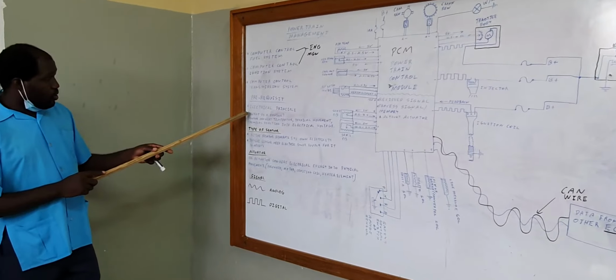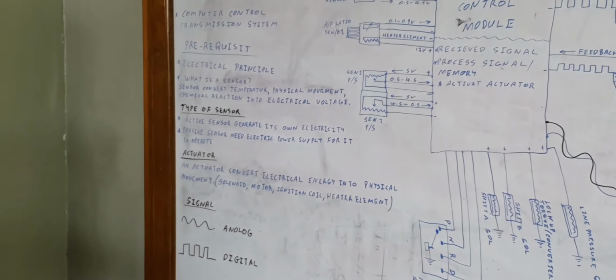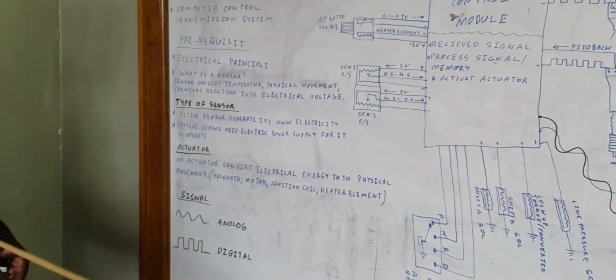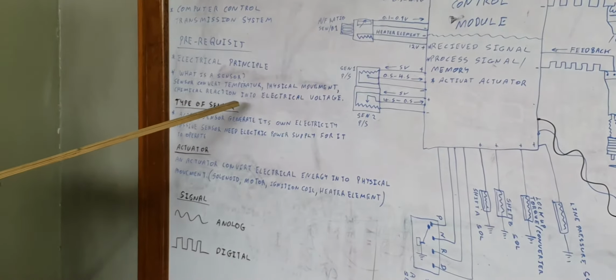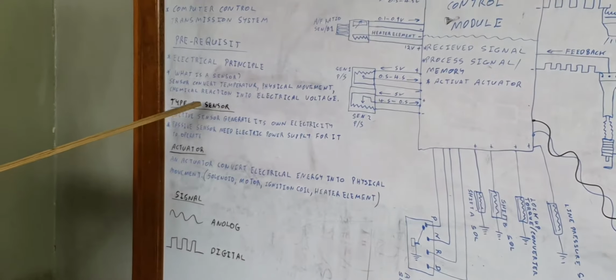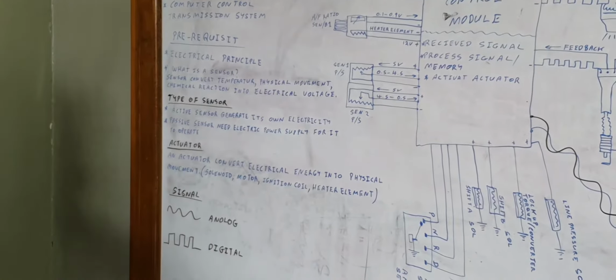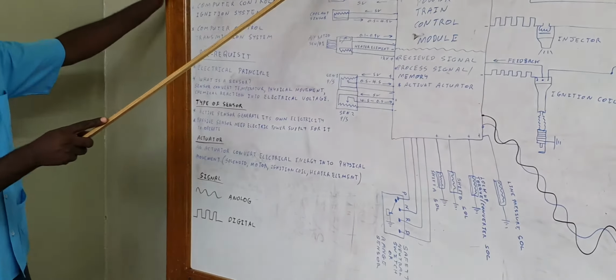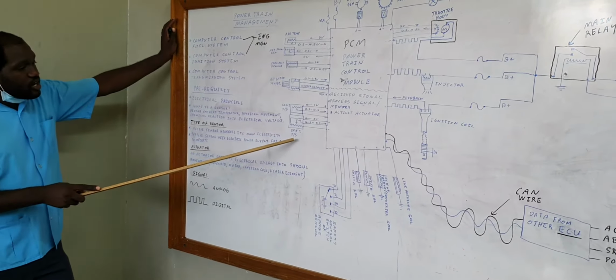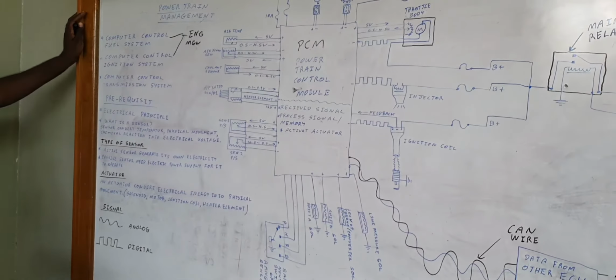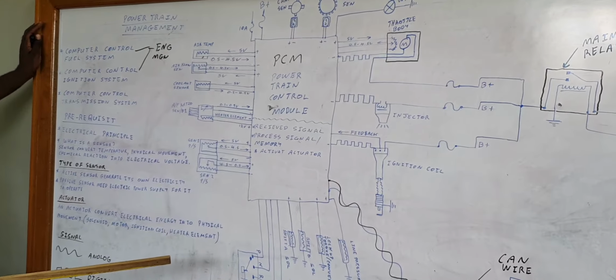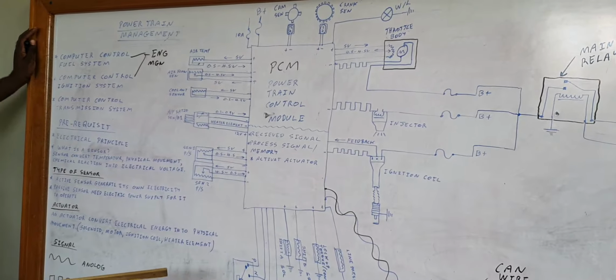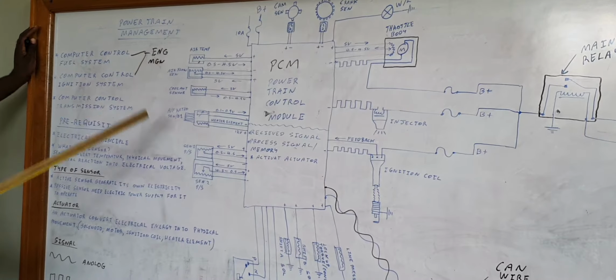So, what is a sensor? First you have to know what a sensor is. Sensors convert temperature, physical movement, and chemical reaction into electrical voltage. So all of these right here are your sensors. They're going to convert some physical movement, some chemical reaction, and some temperature into electrical signal.